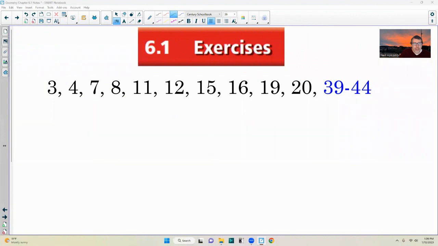Okay, this page brings us to the end of chapter 6.1. Please do these exercise problems. 39 through 44 are review questions.